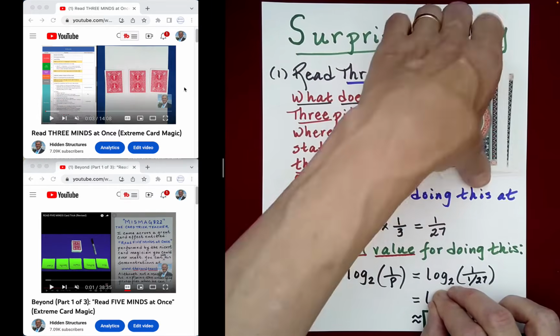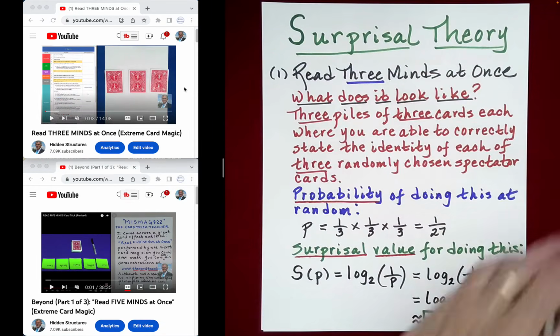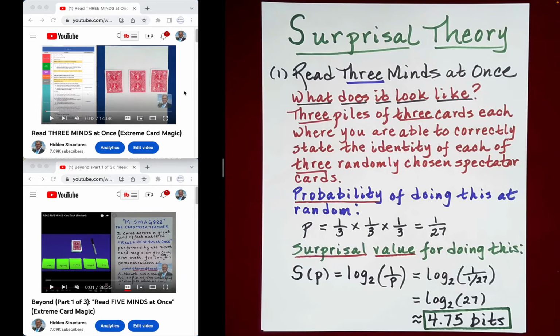Well, within the second video on the left, bottom half of the screen here, I go into depth analyzing the original performance by Miss Mag 822, in which he works with 5 piles of 5 cards each. And then within this video here, I also first look at 4 piles of 4 cards each. Okay, so let's look at each of those in turn.